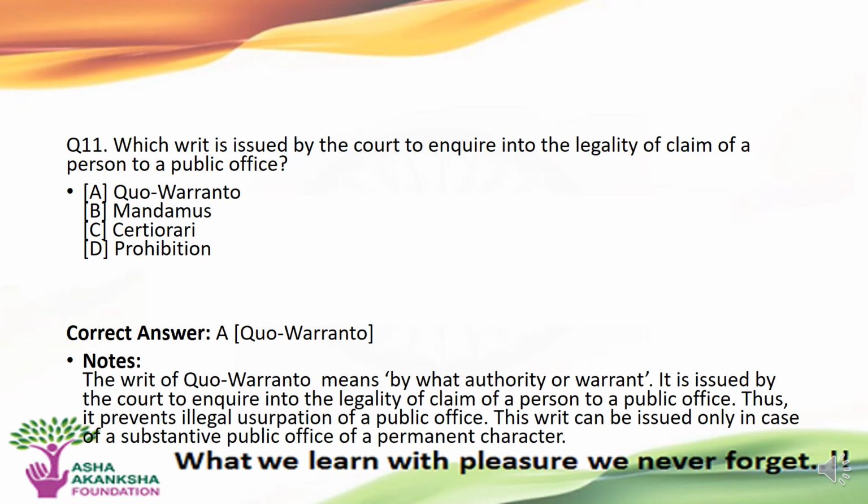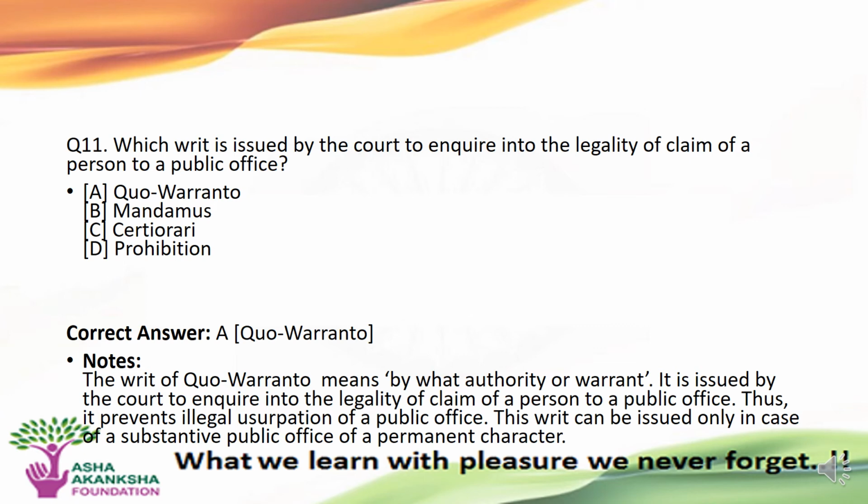The next question is, which writ is issued by the court to inquire into the legality of claim of a person to a public office? Options are A. Quo warranto, B. Mandamus, C. Certiorari, and D. Prohibition. The correct answer to this question is option A, that is Quo warranto.